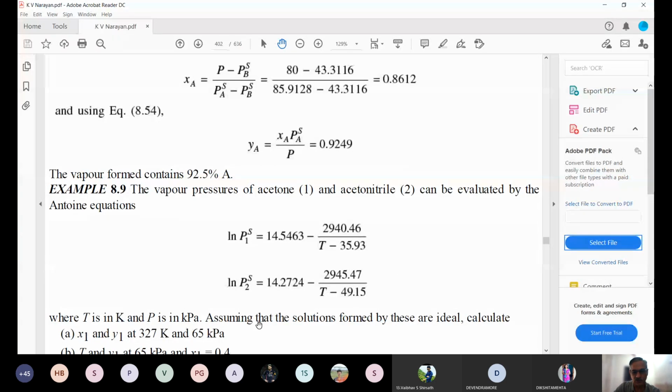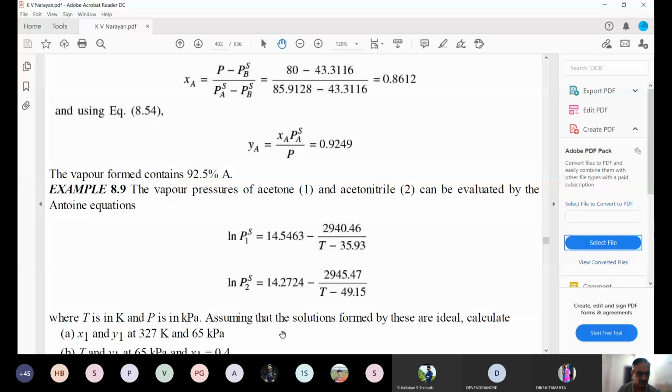Okay. Assuming that the solutions formed by these are ideal, again ideal assume कर रहे हैं हम. Calculate x1, y1 at 327 Kelvin and 65 kPa. तो temperature दिया है, pressure दिया है, x1 और y1 निकालने का, similar to what we have done now. So at 327 calculate the vapor pressure P1s and P2s, and pressure is given, P is 65 kPa, so you can find out x1 at that pressure. Once you get x1 you can find out y1. जस्ट अभी जो किया exactly similar problem है, करो.